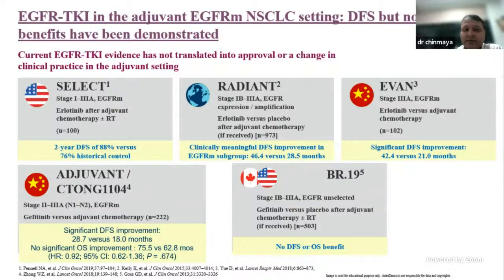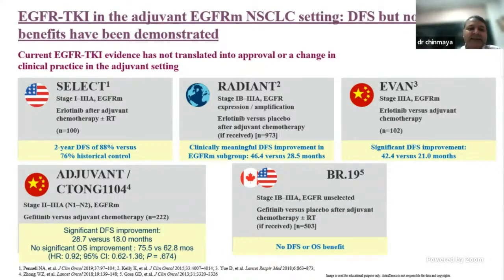In the SELECT trial, they took stage 1 to stage 3 EGFR mutant, erlotinib after adjuvant chemotherapy, with a 2-year disease-free survival of 88% versus 76% of the historical control. RADIANT trial, stage 1B to 3A, EGFR expression and amplification, erlotinib versus placebo after adjuvant chemotherapy, clinically meaningful DFS improvement, 46.4 versus 28.5. EVAN study, erlotinib versus adjuvant chemotherapy, stage 3A, EGFR mutant, significant DFS, 42.4 versus 21.